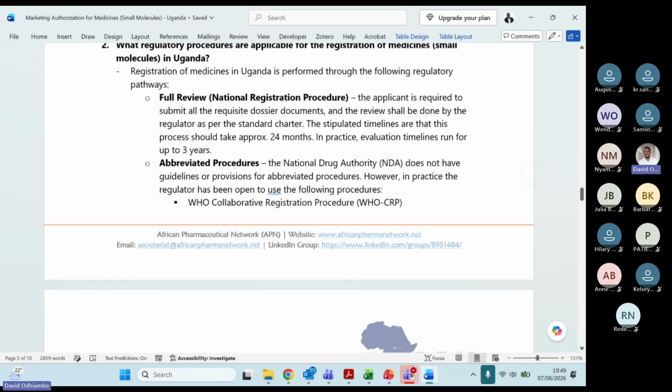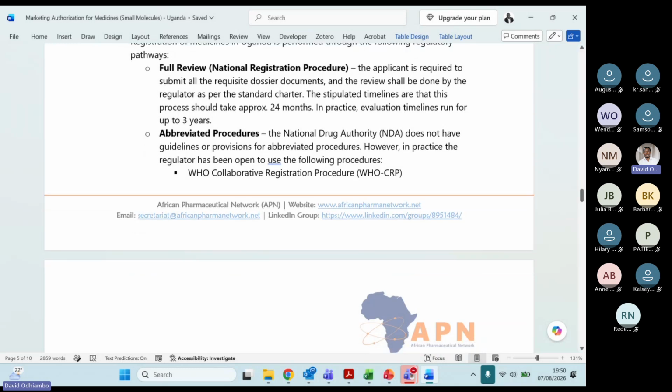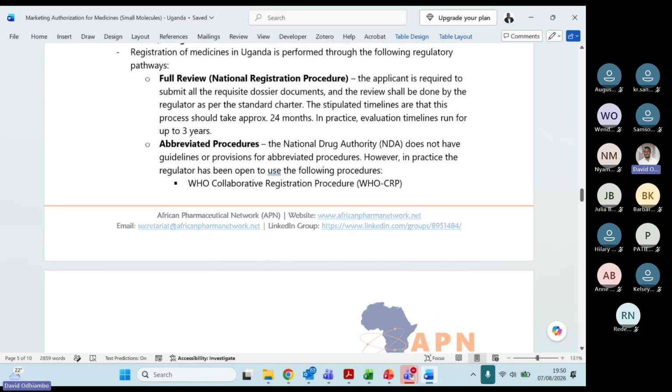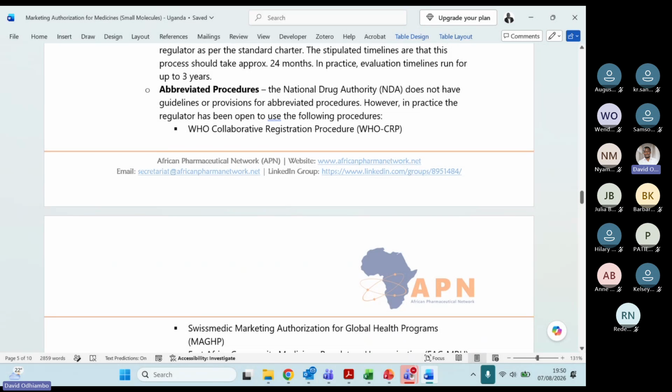And then in that case, they review the dossier, make requests for additional information if necessary, with a commitment that your application will be approved within 24 months. In practice, the evaluation timelines might extend up to 3 years. Disclaimer here: normally, that is dependent on the quality of the dossier that was submitted. If you fulfilled all the requirements, Uganda is a relatively efficient regulatory agency from NDA level, and therefore 24 months might be fulfilled and you actually get your product approved. So that is one of the key things to take note of.